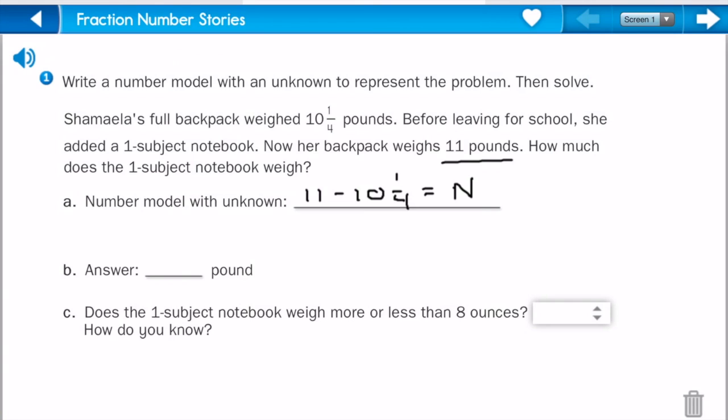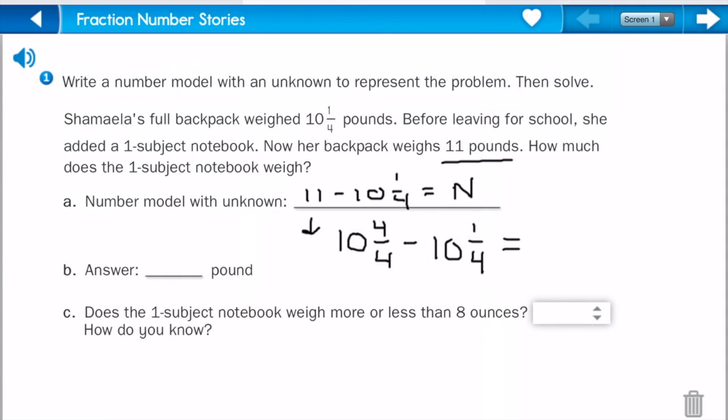So what I'm going to do is, to make this easier on me, I'm thinking, well, I can't take 10 1/4 away from 11. That doesn't make any sense. So here's how I'm going to do it. I'm going to turn 11 into 10 4/4, because look, it's the same thing. And then I'm going to subtract 10 1/4. Okay?